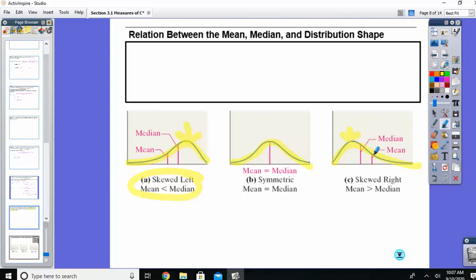Yes, ma'am. For the symmetric, so they don't have to be exactly the same? Right. Symmetric, we're saying about the same. It's not perfect though. So if they're close to one another, it's fairly symmetric. They don't have to be identical. Especially if we're talking about real life data, it's never perfect. So in the ballpark. Other questions?